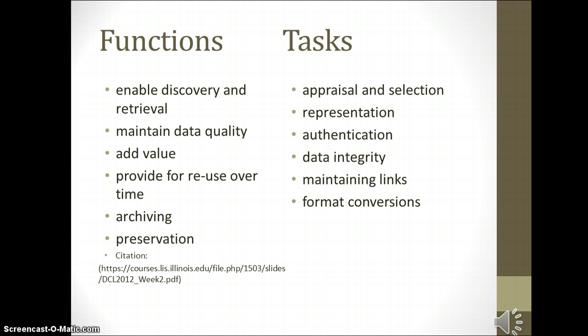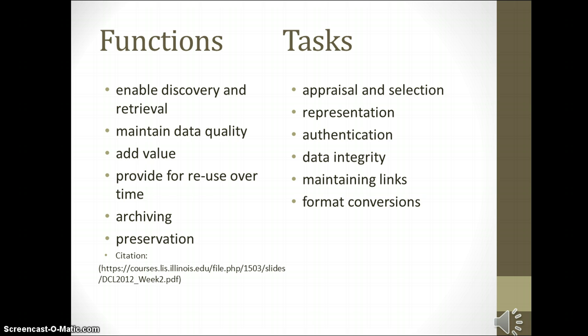Now, what are the tasks that are associated? Well, we must appraise and select data. We will have to find a way to represent this data. We have to authenticate to ensure its quality. We also want data integrity, so we would want to know if the data that we're looking at is the data that we think we're looking at. Is this the same data that we looked at last week? Has something been changed? So that's something that we also have to think about.